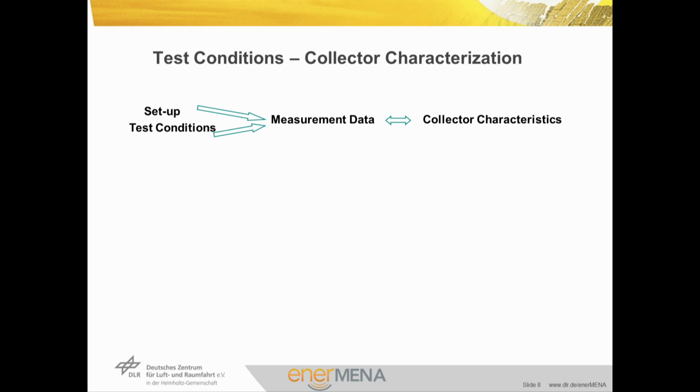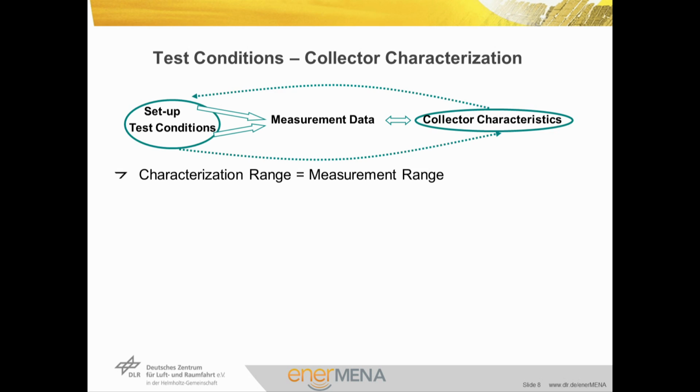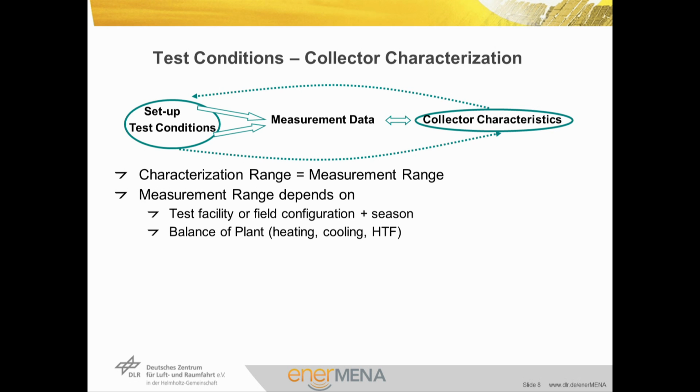This way, obtainable collector characteristics are closely linked to the test design. The range of boundary conditions for which the collector or installation is characterized is determined by the measurement range. As for the range of incidence angles, the measurement range depends on the test facility or the field configuration and season, while the achievable temperature levels are determined by the balance of plant or operational strategy of the power block.